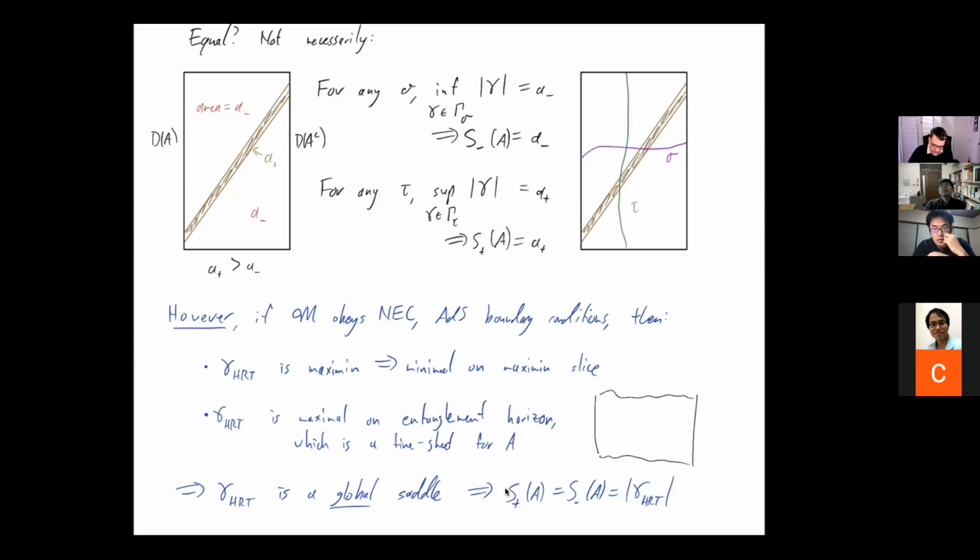So I have my HRT surface, which is somewhere. And then I have my entanglement horizon, which is like this. And although in this picture it looks like it's not null, actually, locally, the entanglement horizon, which is the boundary of the entanglement wedge, is everywhere null or time-like. And actually, it doesn't have to look like this. Let me redraw it because that's not the most general case. It will generally meet the singularity. So anyway, you have your entanglement horizon, which is itself a timesheet homologous to D of A.